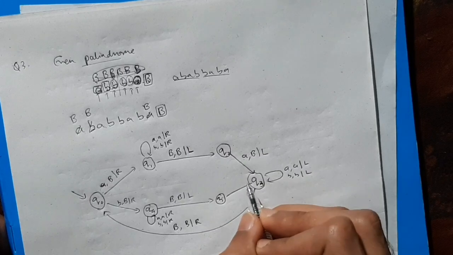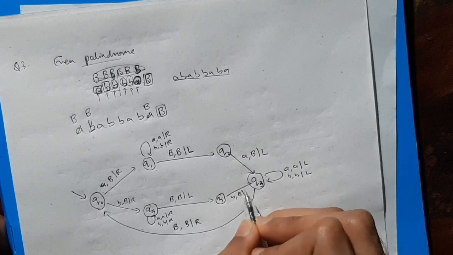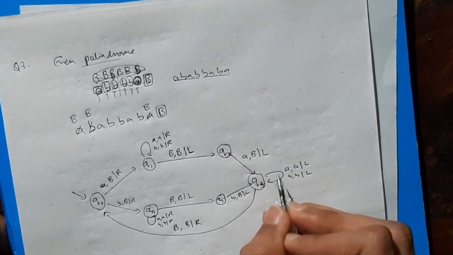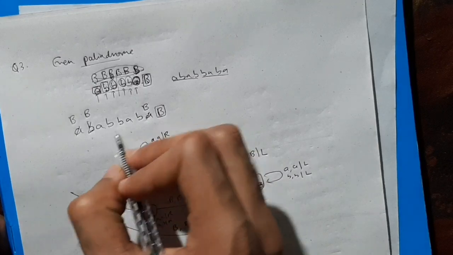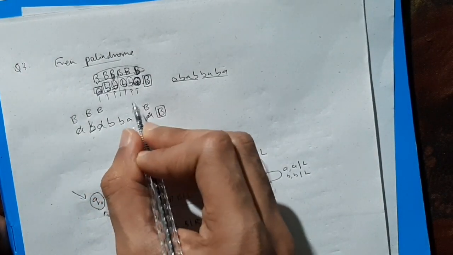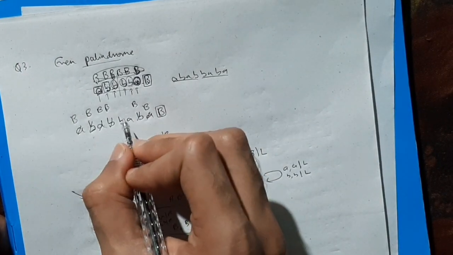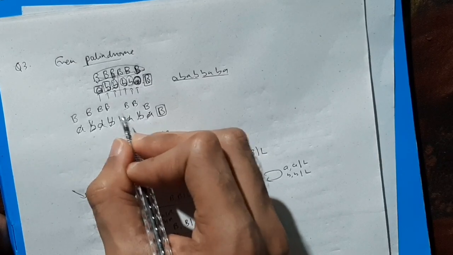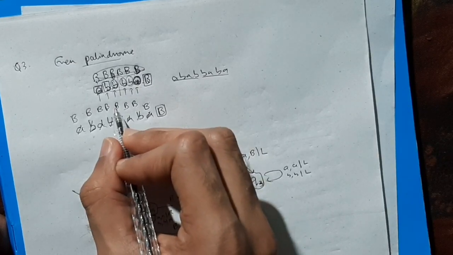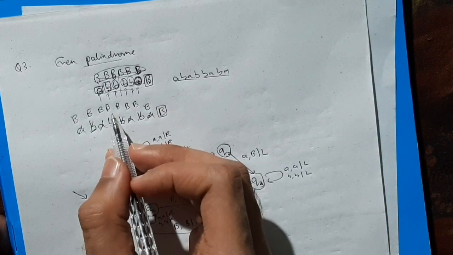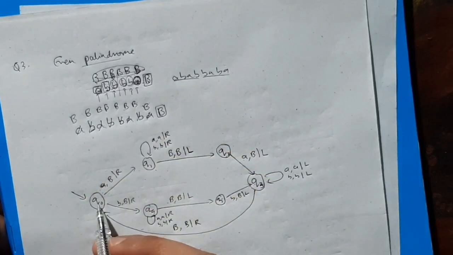If I get B only, then I have to consider it. So if I get B here, make it a blank space and move left, then again ignore n number of A's and B's and again move here. So after some time, if it's an even palindrome, at that time all the B's and A's will be turned to blank spaces. So at a point of time I'll reach here and I'll be in this state.